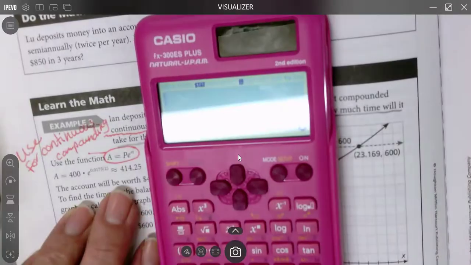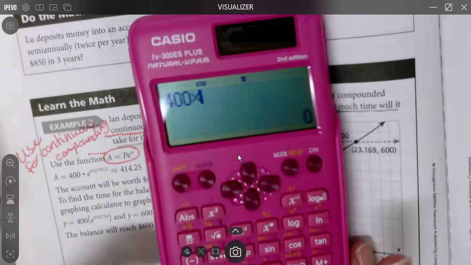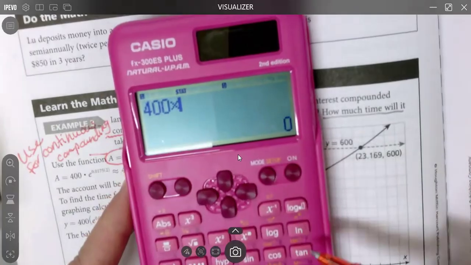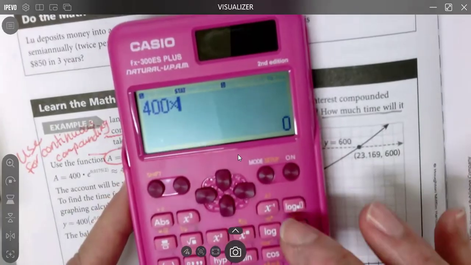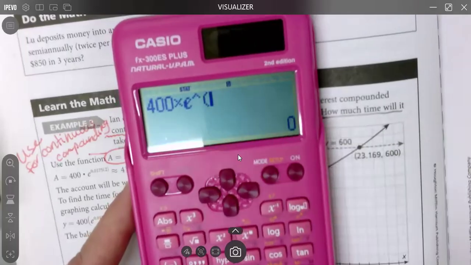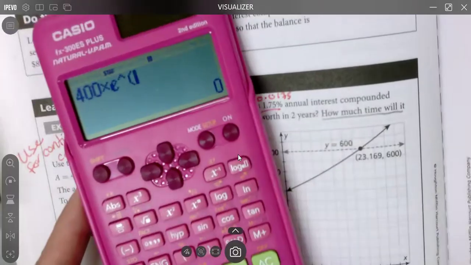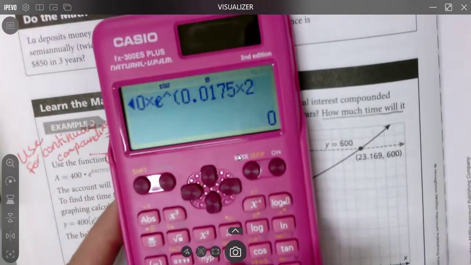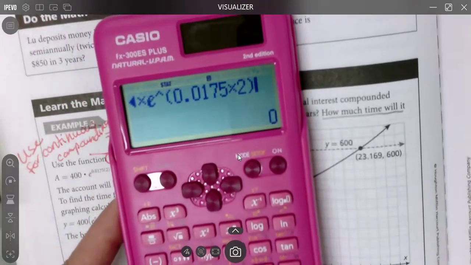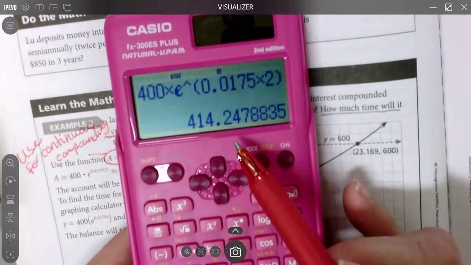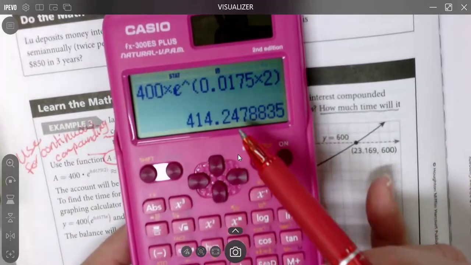Okay, we do 400 times, and then I'm going to go shift, so I'm using the orange part, right? It tells the calculator, oh, I don't want the regular button, I want the shifted button. So we do shift, and notice I get my Euler's number to the, and then we're going to go, what's my rate? 0.0175 times 2, and then you can end your parentheses, equals 14.24.